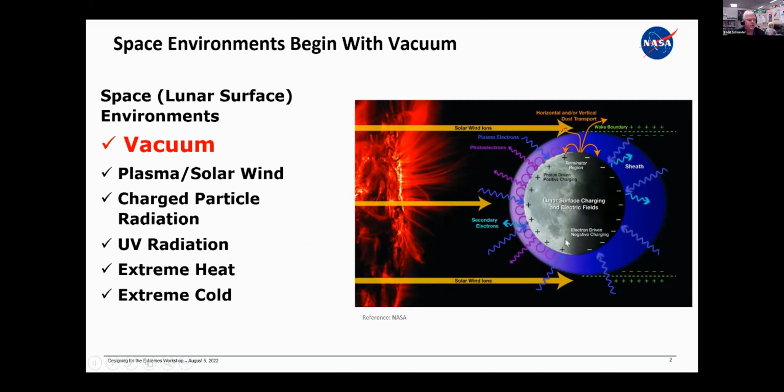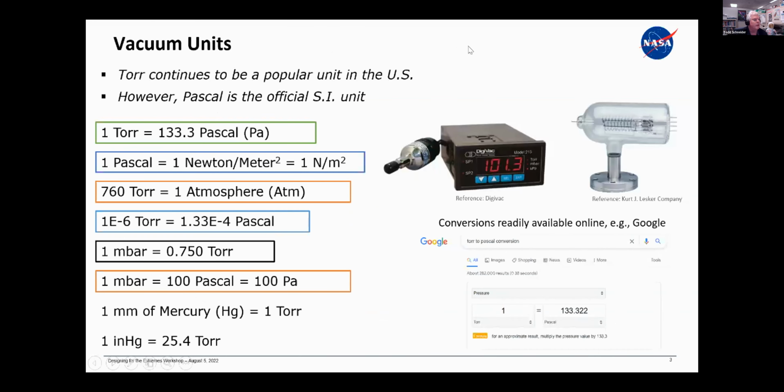Before I leave this chart, I have to say I love this graphic on the right, because it shows the complexity of everything going on the lunar surface. I think some of my co-panelists will touch on some of those, so I won't steal their thunder, but it can be very complex really quick, but it all starts with vacuum. So I want to start with some basic vacuum units that are part of the nomenclature and a necessary piece of the discussion.